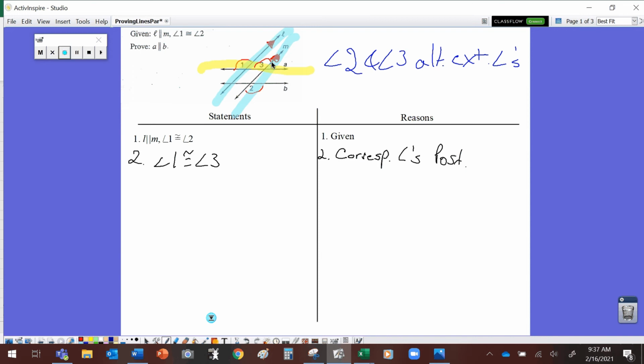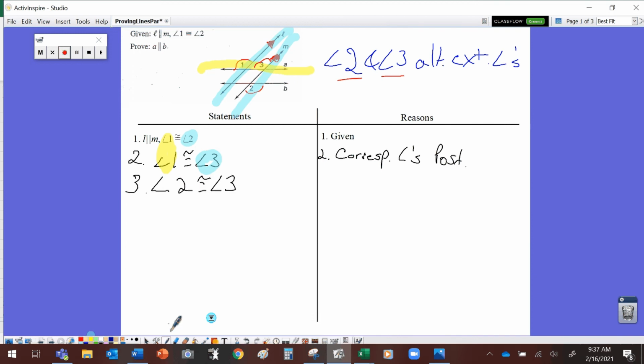Okay. Now, angles 1 and 3 are now congruent. Remember what we wanted to say? We wanted to say that angles 2 and 3 are congruent. So as a step along the way, let's think about this. I have angles 1 and 3 are congruent. I have angles 2 and 1 are congruent. So both angle 2 and angle 3 are congruent to angle 1. We have a property that says we can cut out the middleman and say that angle 2 is congruent to angle 3.